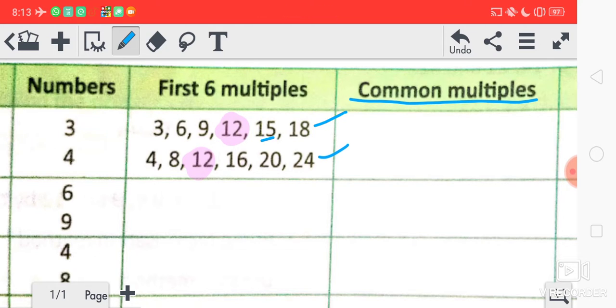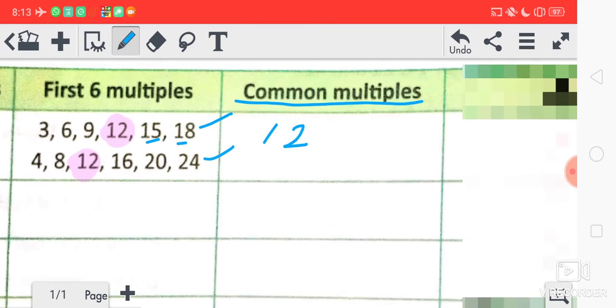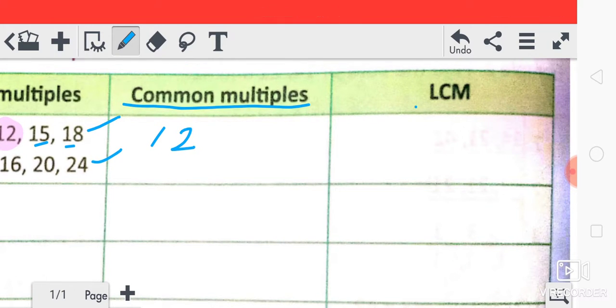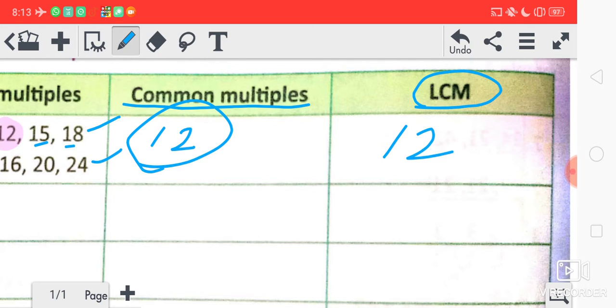Okay, then are we getting anything else common? 15, are we getting here? No. 18, are we getting here? No. So only common multiple we are getting is 12. So we'll write here common multiples: 12. Now LCM means lowest common multiple. So which one is the lowest? Only one number we have got common. So the lowest common multiple will be 12 only.